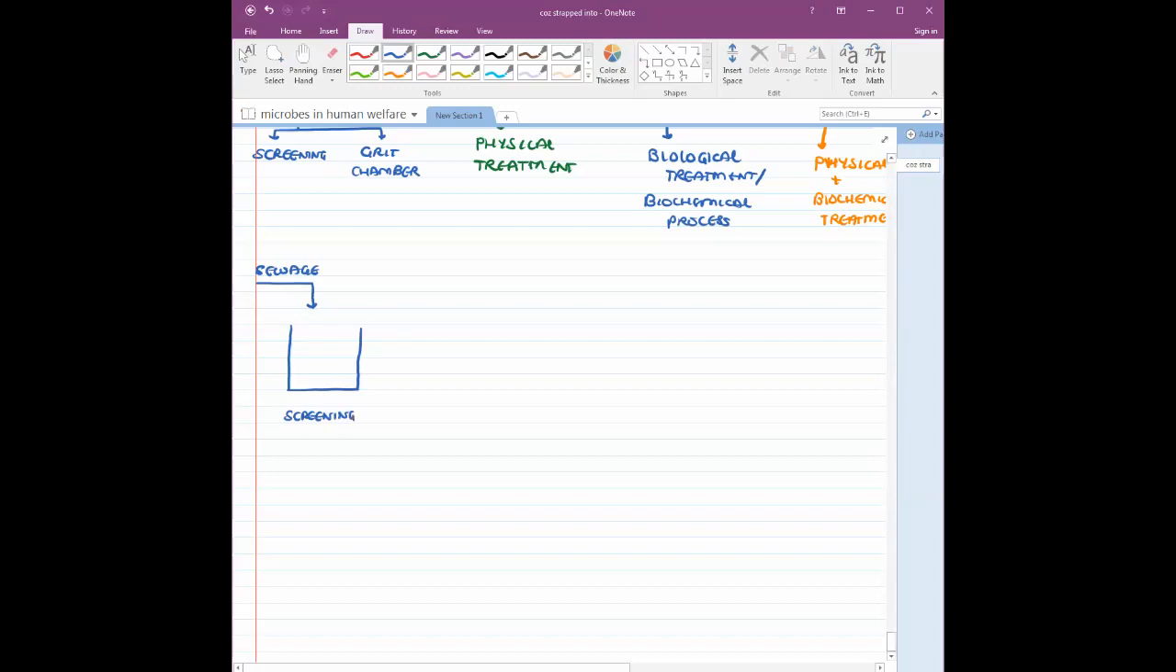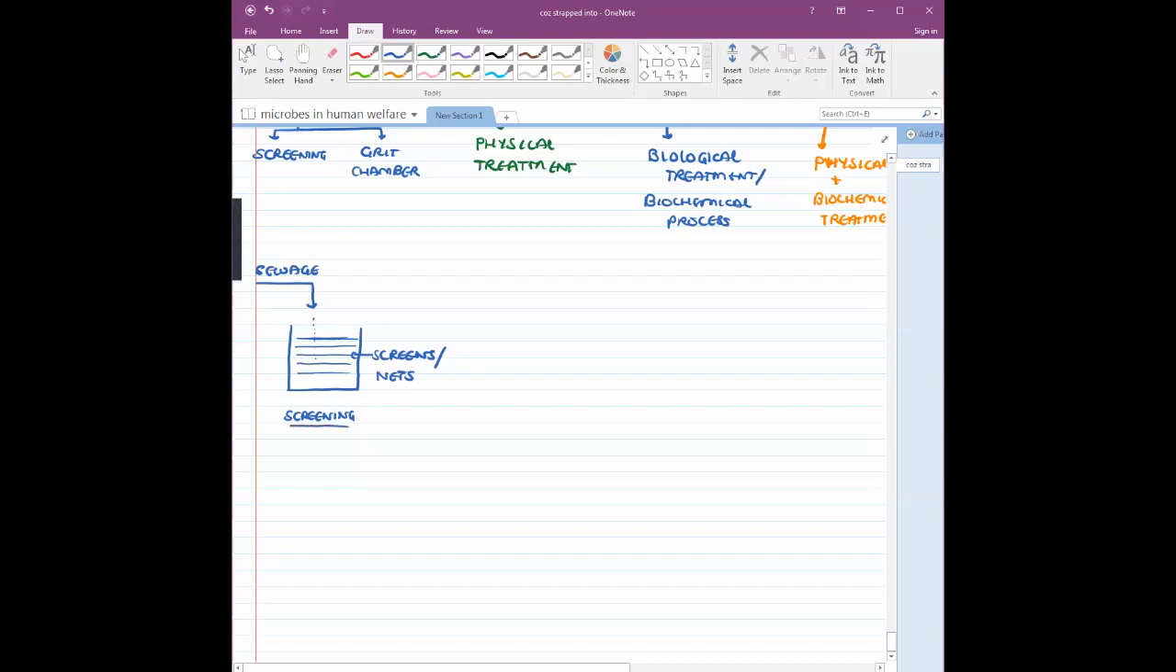So now in your screening, guys, I am going to use a large number of screens. Screens are going to be of different mesh sizes, and through these mesh sizes, you are going to take the sewage and pass it through the screens. These screens are going to have different pore sizes. You can call them screens, or you can also call them nets. Now, they can be horizontal or vertical as well, depending upon what kind you are using.